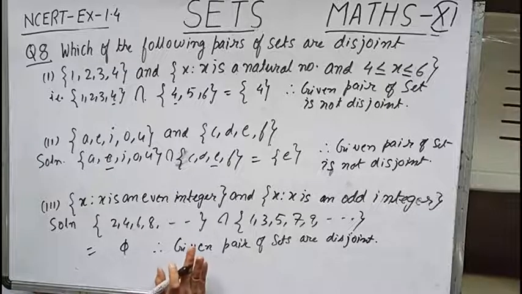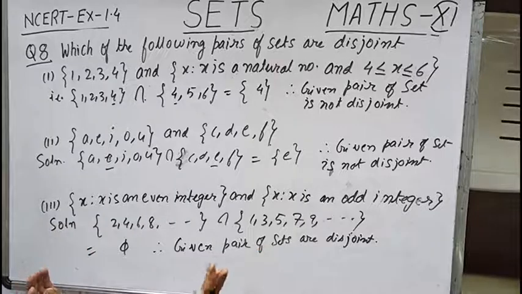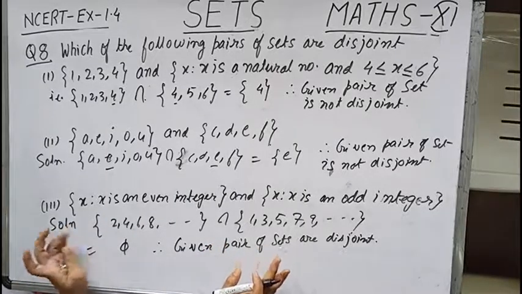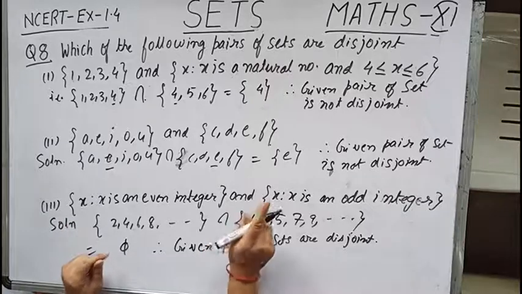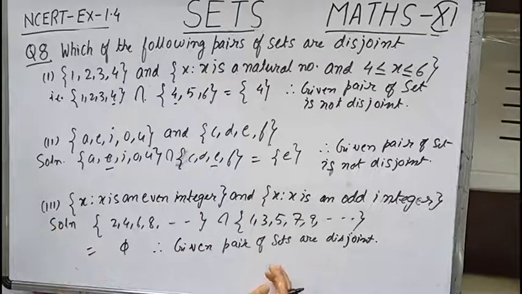So children, if we do the intersection of the two sets and the answer is coming as the empty set, that is, no element is common, then the sets are disjoint. Otherwise it is not a disjoint set.